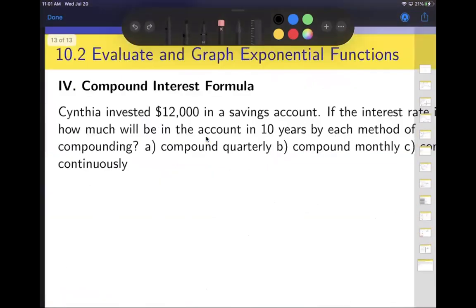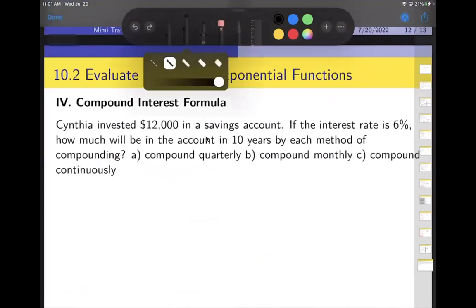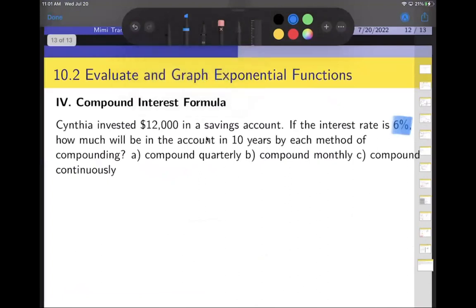So here's a formula. Cynthia, here's one of the problems. Cynthia invested 12,000 in a savings account. If the interest rate is 6%, what I'm going to do right away is change that 6% into 0.06. Please change it into a decimal. Otherwise, when you plug it in the formula, it gives you something really big, which doesn't make sense. If the interest rate is 0.06, how much will be in the account in 10 years by each method of compounding? First, compound quarterly.